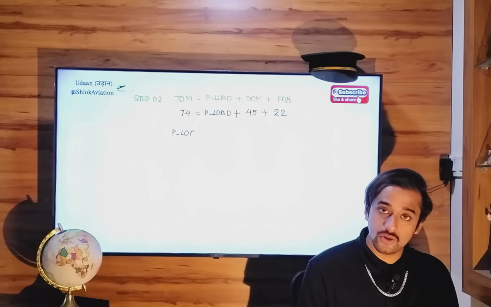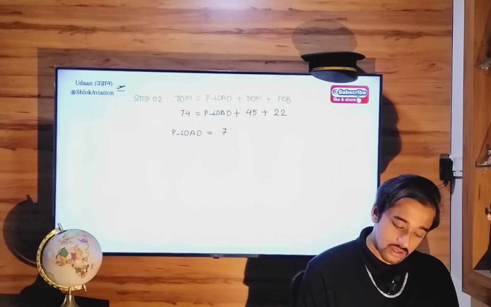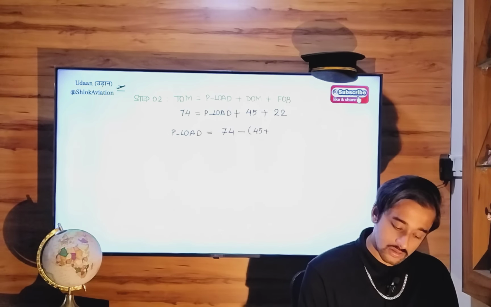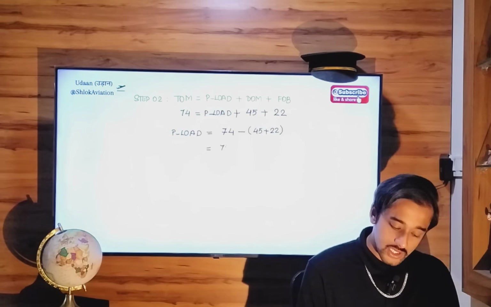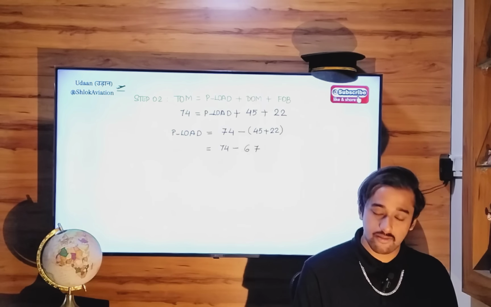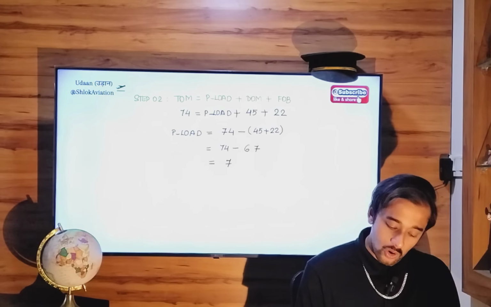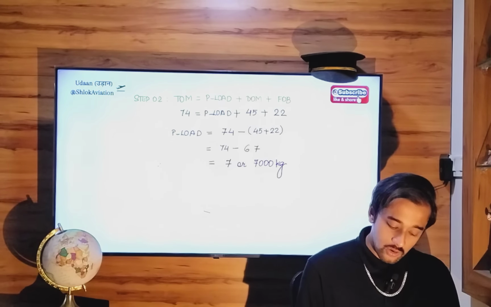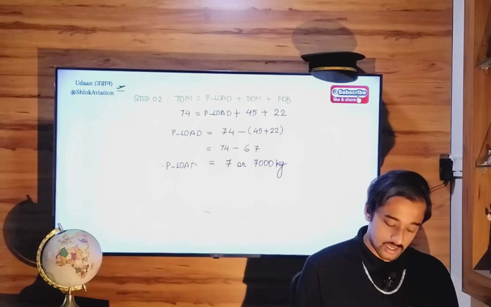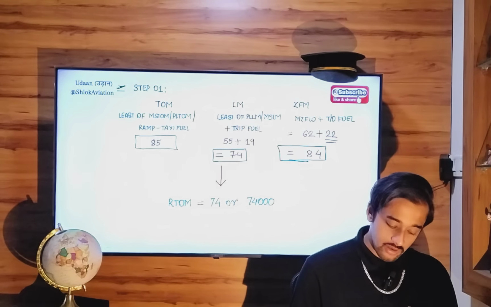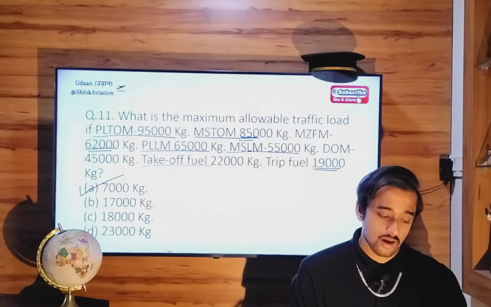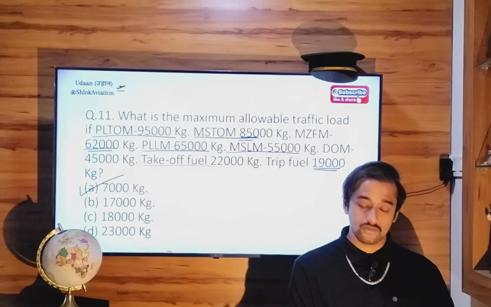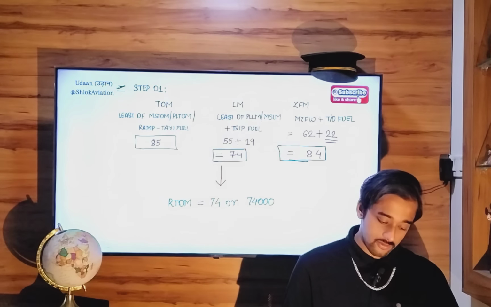So payload equals to 74 minus 45 plus 22. So 74 minus 67, which is equal to 7 or 7,000 kg. So payload is equal to 7,000 kg. So the correct answer here will be alpha, 7,000 kg. Okay. Let's go to question number 12.